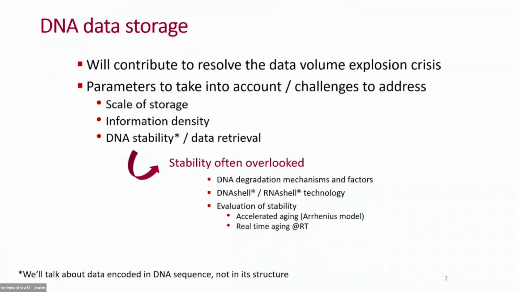DNA data storage, we all are here, we know it will contribute to resolving the data volume explosion crisis. But there are a lot of parameters to take into account, and also a lot of challenges to address, like the scale of storage, information density, but also DNA stability and data retrieval, because stability, surprisingly, is often overlooked.